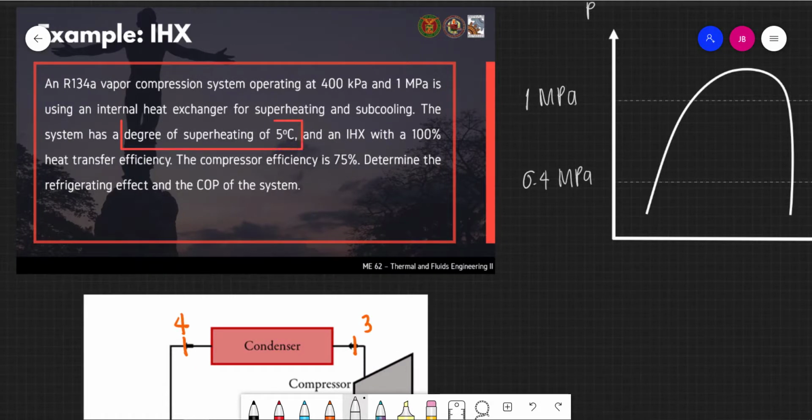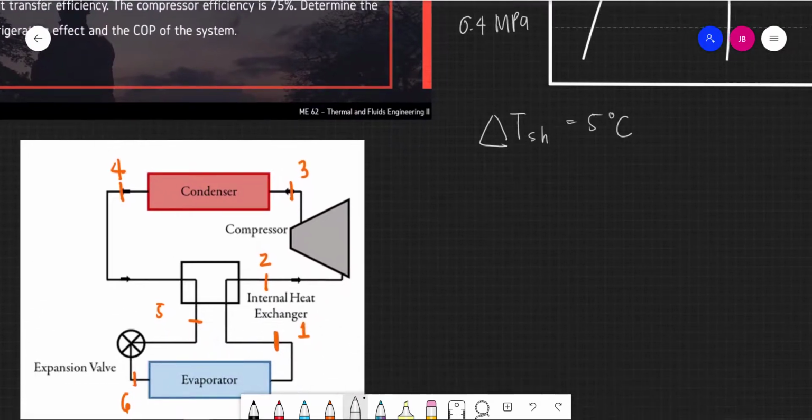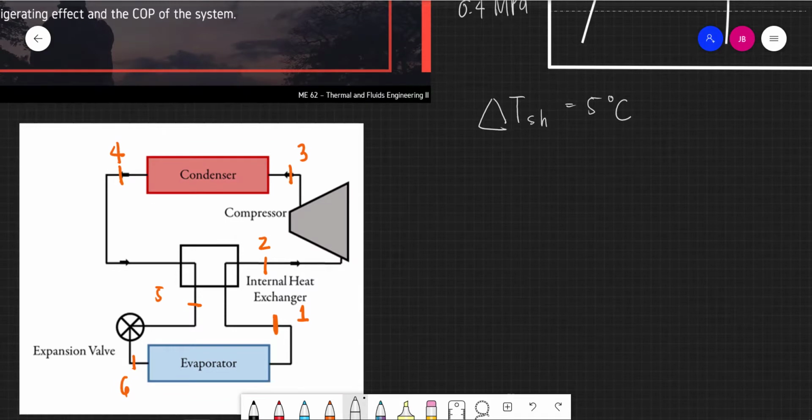Sabi dito, we have a degree of superheating that is equal to 5 degrees Celsius. So, basically, tawagin natin siyang delta T SH is equal to 5 degrees Celsius. Ano yung degree of superheating? The degree of superheating will help us in order to define state 2. Delta TSH is basically the difference between the temperature of state 2 and the temperature of state 1. So, basically, this is T2 minus T1 is 5 degrees Celsius.